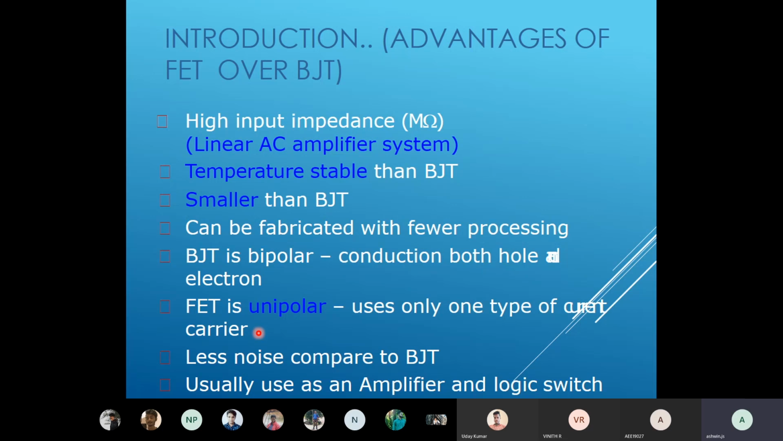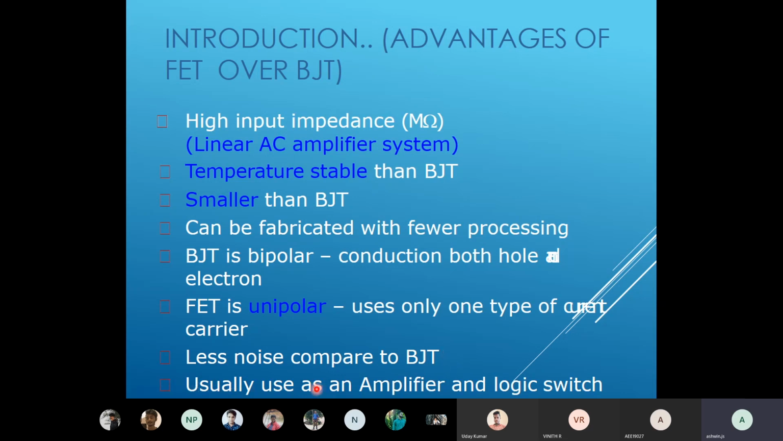So that way you can see there will be a leakage current due to the minority charge carriers. If electrons are the majority, surely the minority will be holes. So that's why it is named bipolar. And here the FET has only one, so there are no minority charge carriers and all. And next is less noise compared to the BJT. A BJT produces a lot of noise when compared to the FET, so that is another advantage.